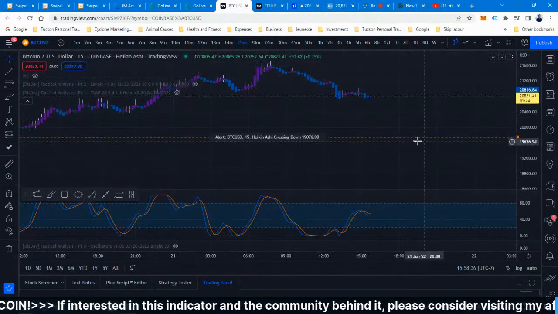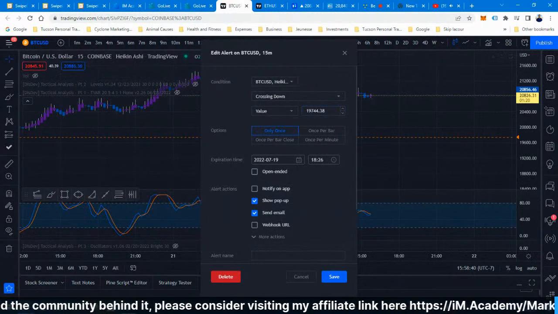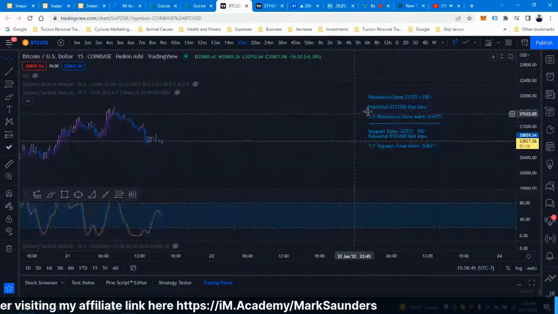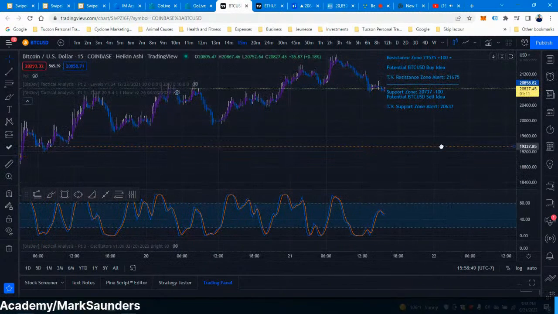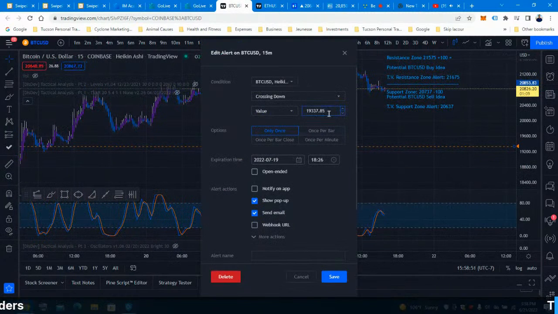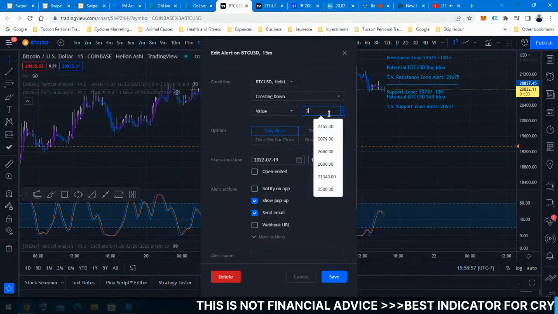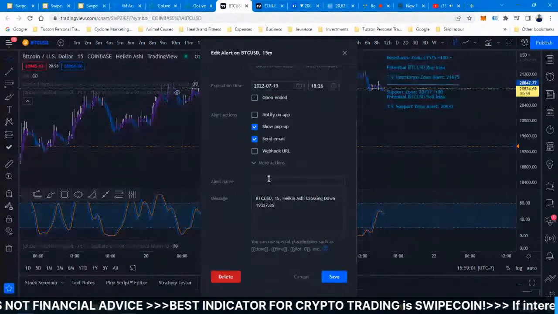I'm going to use this right here, crossing down. So let's see. Oops, cancel. Where am I? Oh, here we go. All right, crossing down. I'm just putting an indicator in, so I get notified when the price goes down to 20637. I'm going to get a notification.